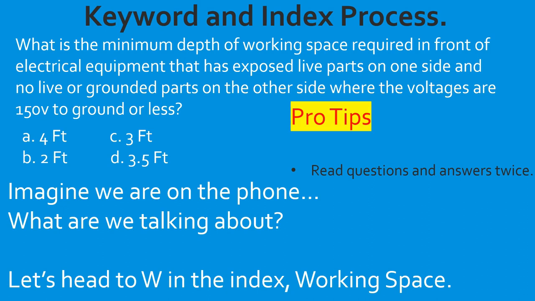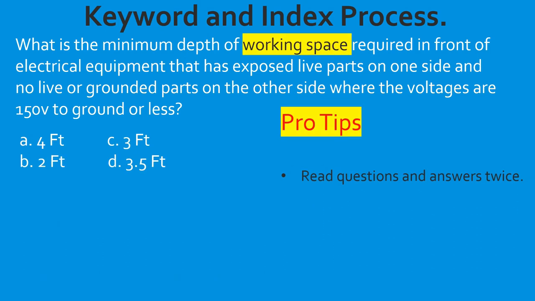So now let's go ahead and head to W in the index. Now the index is in the very back of the book. You'll know that you're there when you start seeing things in alphabetical order. And what we're going to do when we get to the index is we're going to head to the W's. And in this case, we're talking about working space. So we're going to go see if there is even anything in the index about working space. If there's not, then we'll come back to square one and we'll pick our next keyword. So take a moment, pause the video if you need to, and go see if there's something about working space in the index.